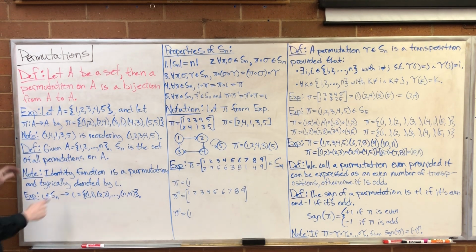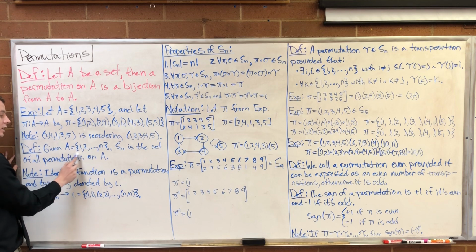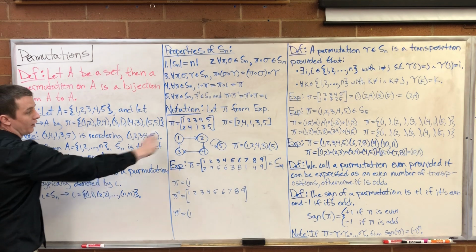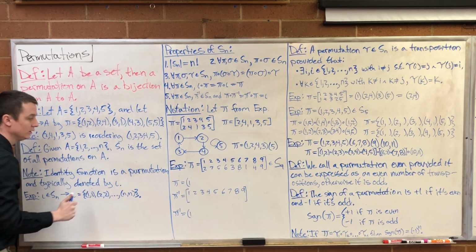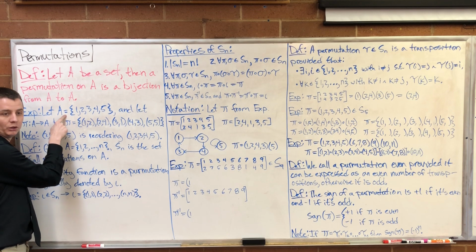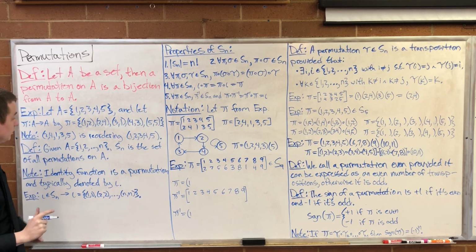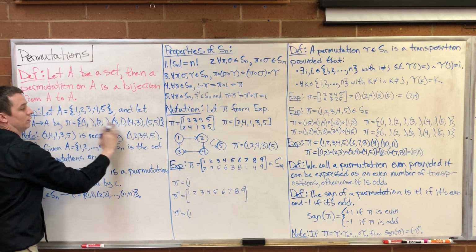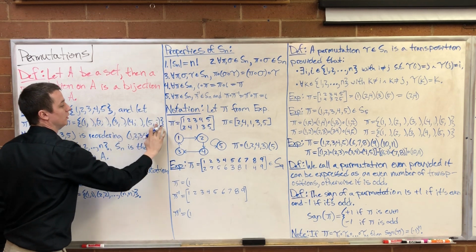So, if we're given a set A equal to 1, 2, 3, 4, 5, 6, all the way up to n, from here on out for this lecture, we're going to use S sub n to represent the set of all permutations on A. Question. How many permutations could I create on this set, 1, 2, 3, 4, 5? 5 factorial. How did she get that? So let's look at just a blank permutation.